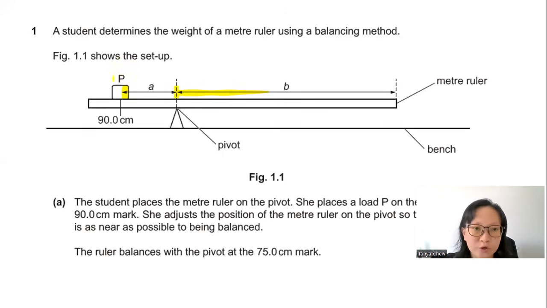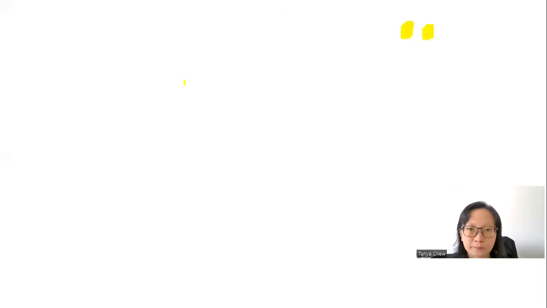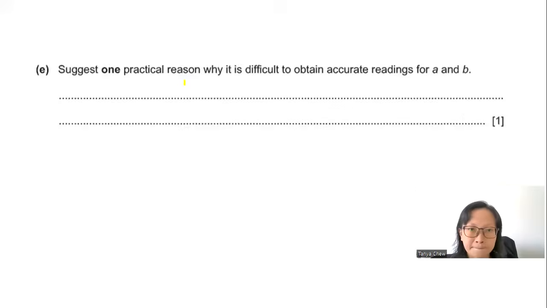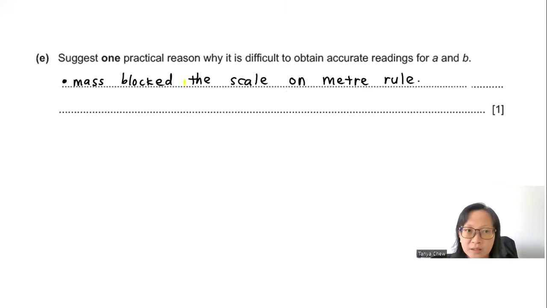So especially A, you could see that A must be measured from the center of B to the pivot. But hey, P is a load. Load is an opaque material, so it is not easy to see the reading below P. So my reason is the mass block the scale, or the load P actually blocking the scale on the meter rule, because we are not sure whether the load is being placed exactly at 90 cm.